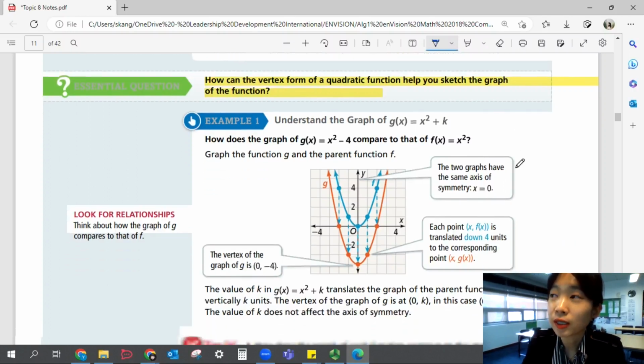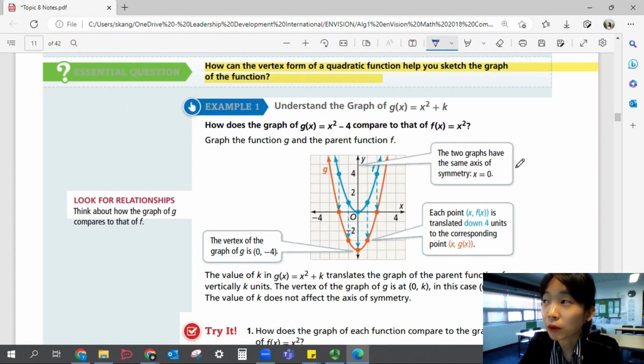Let's look at example 1. Understand the graph of g of x equals x squared plus k. So we did look at the coefficient a and how that changes the graph in the previous lesson. Today, we're going to see how k, which is added on the quadratic term, will change the graph. So, how does the graph of g of x equals x squared minus 4 compare to that of the parent function, x squared?